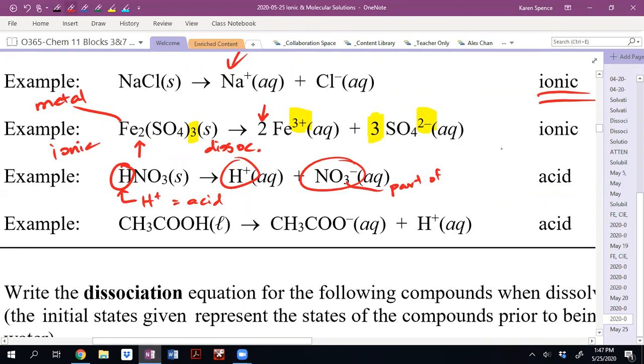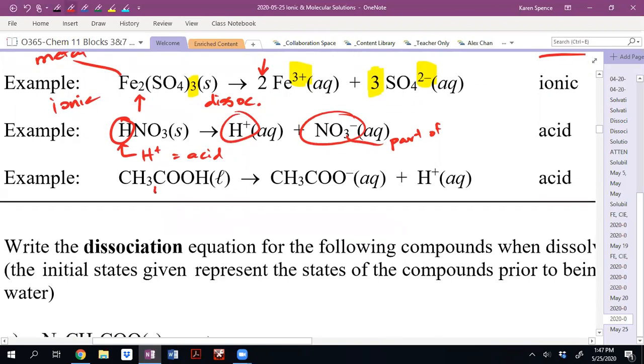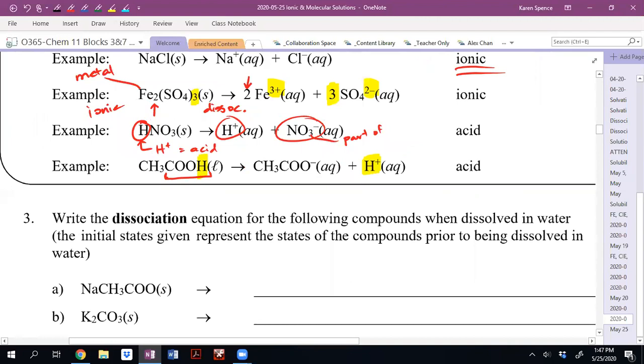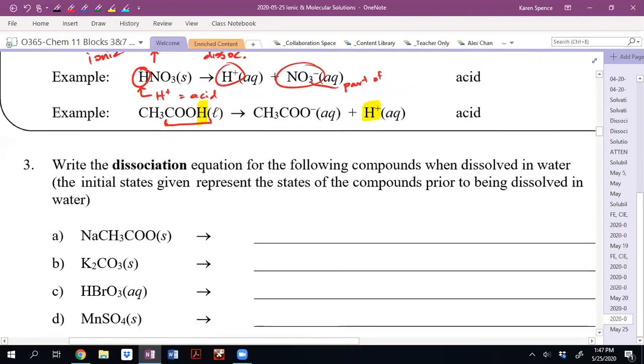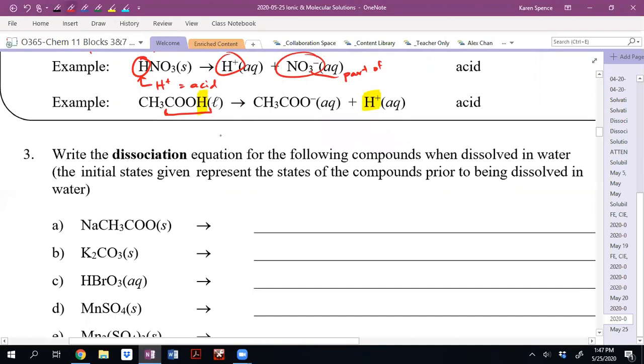And then finally, these are the ones that might catch you. Just look for the COOH, okay? COOH. And remember, it's that last H that comes off when they dissociate. Okay? So those, for question 3, you're going to write the dissociation equations. Everything in here is either ionic or it is an acid. And so they will all dissociate and they will all have ions at the end.